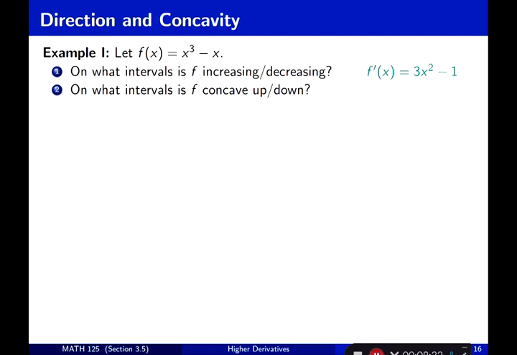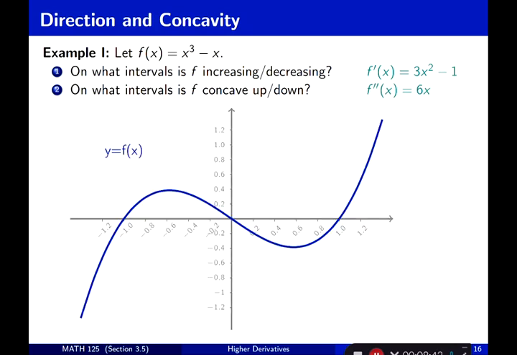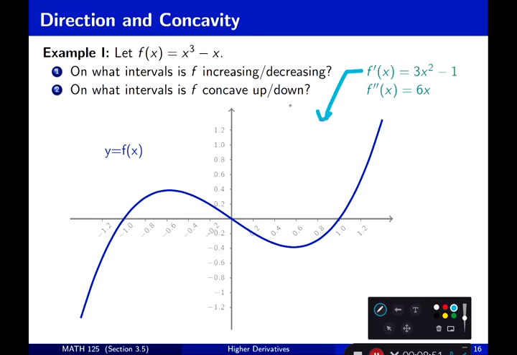Then the second part is on what intervals is f concave down or up. And this one relates to the second derivative. So how do we figure these things out? For the first one, I'm solving part 1: 3x squared minus 1 equal to 0. The solution is going to be x equal to plus minus 1 over square root of 3.